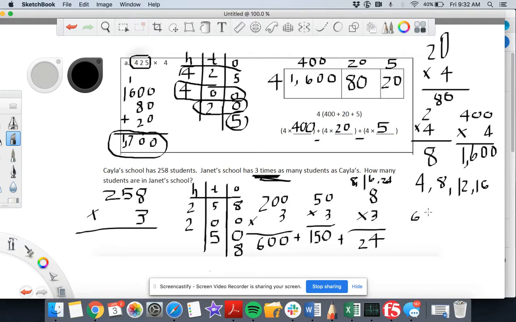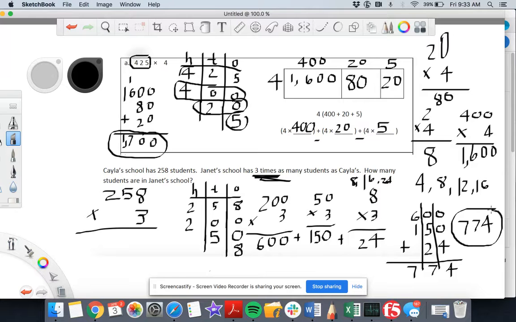So let's add all of these numbers together. So I'm going to add 600 plus 150 plus 24. Do you see? I was very good about lining up my numbers so I do not get confused. 0 plus 0 plus 4 is 4. 5 plus 2 is 7. And then 6 plus 1 is 7. So Janet's school has 774 students. I'm going to circle my answer.